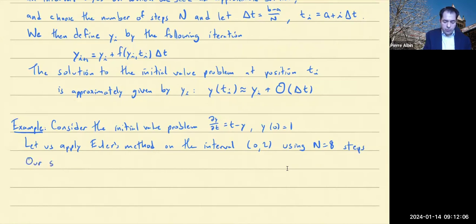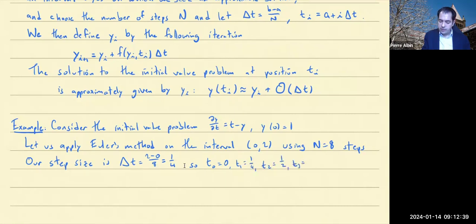Since we're using 8 steps, our step size is delta t = (2 - 0)/8, which is 1/4, or 0.25. That means we're going to have t0 is 0, t1 is 1/4, t2 is 1/2, t3 is 3/4, and so on until t8 is finally equal to 2.